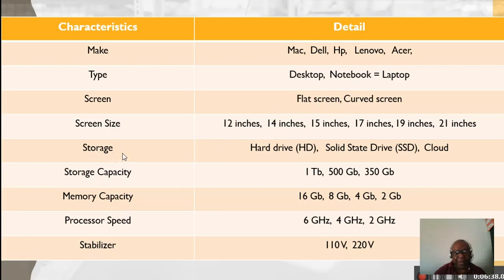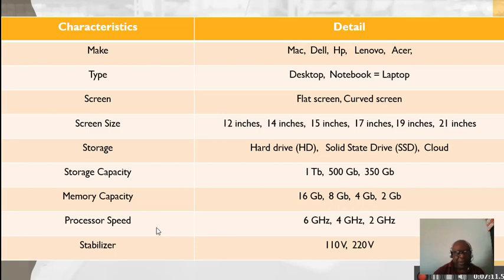What is the type of storage it has? Is it a hard drive, solid state drive, SSD, or are you going to store everything you want in the cloud? And then what is the capacity of the storage? Is it 1 terabyte, 500 gigabytes, 750 gigabytes, down to 350 gigabytes? What about the memory capacity? Is it 16 gigabytes, 8 gigabytes, 4 gigabytes, or 2 gigabytes?